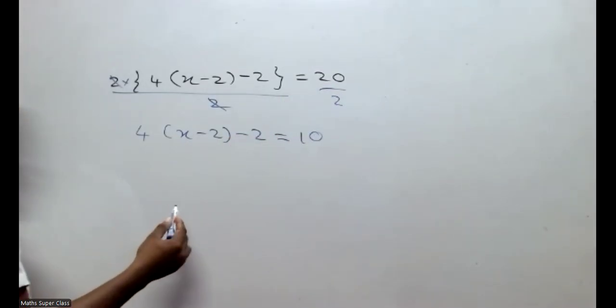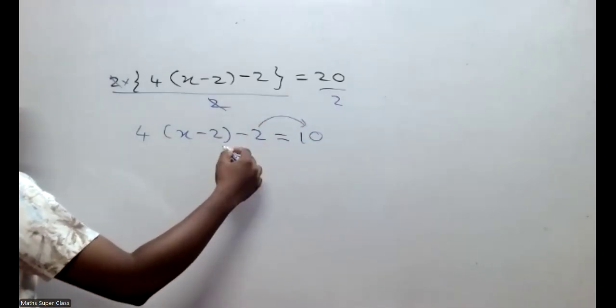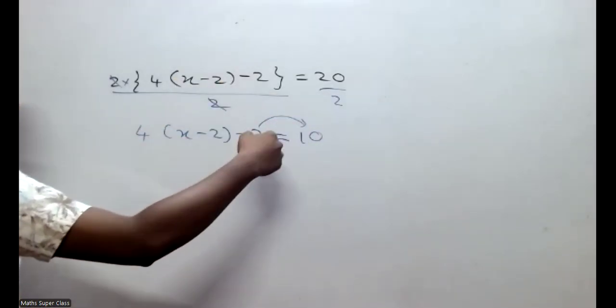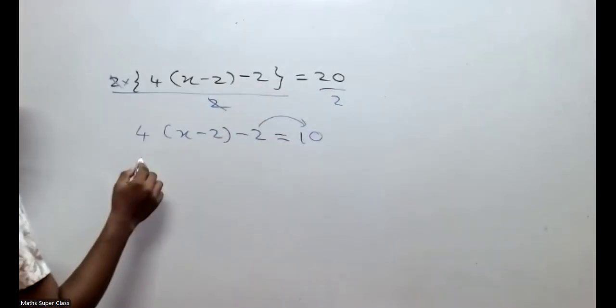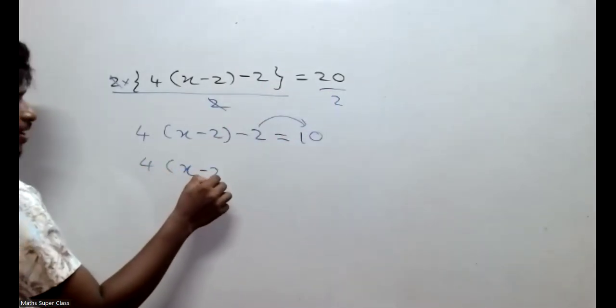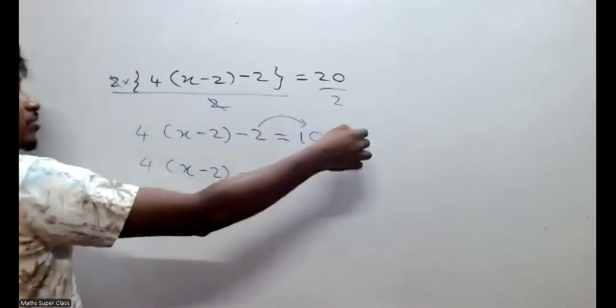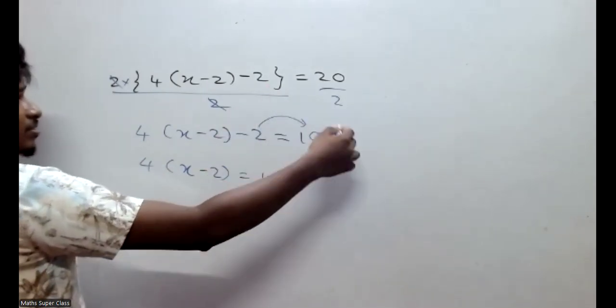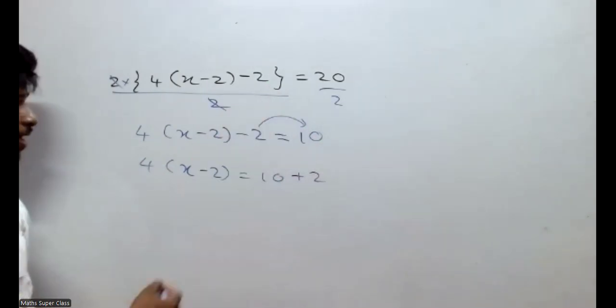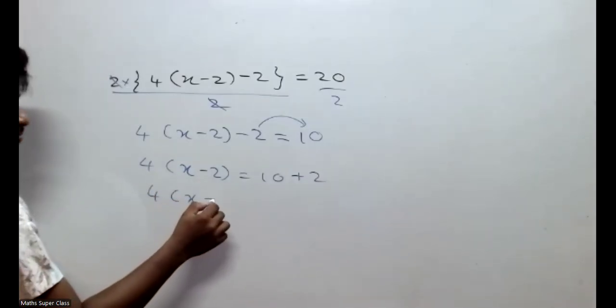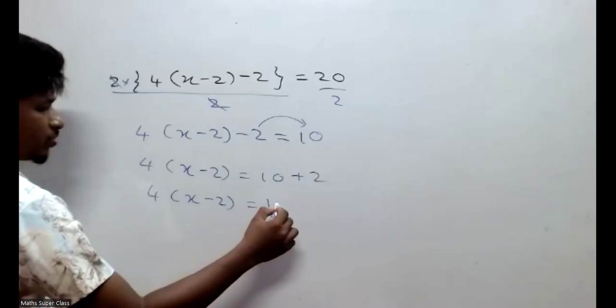Now what you have to do is just move this minus 2. You have to take this minus 2 to the other side. 4x minus 2 equals 10 minus 2. When we take this minus 2 to the other side, it becomes plus 2. 4x minus 2 equals 10 plus 2.